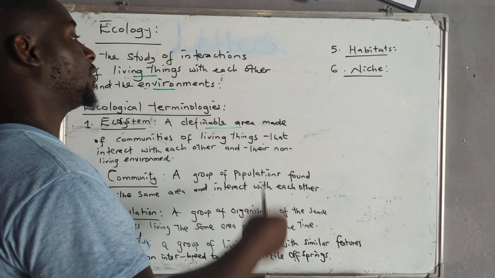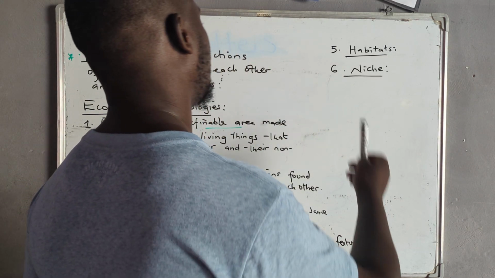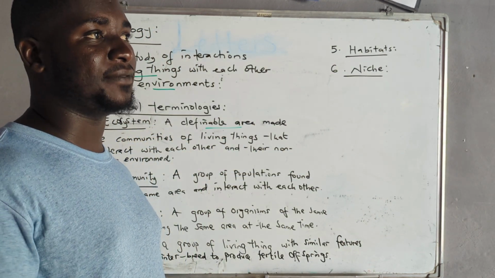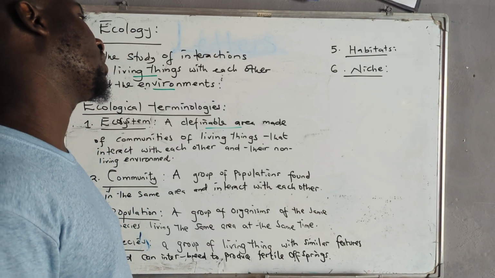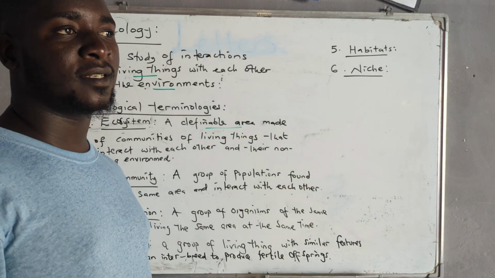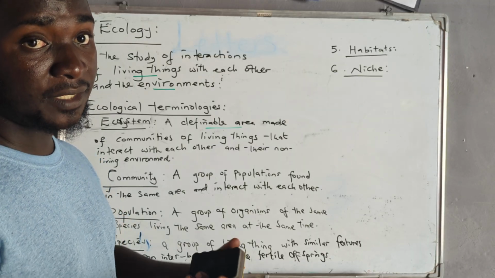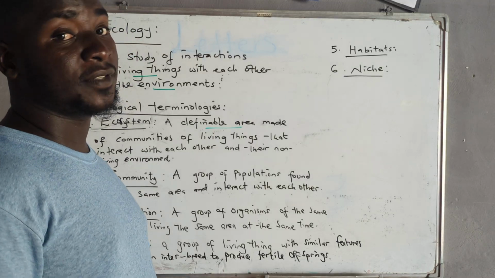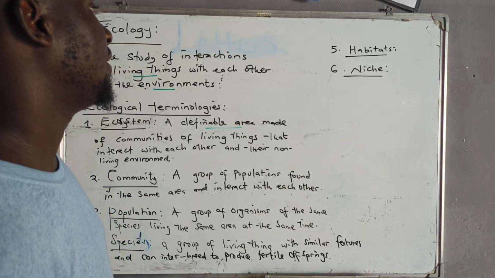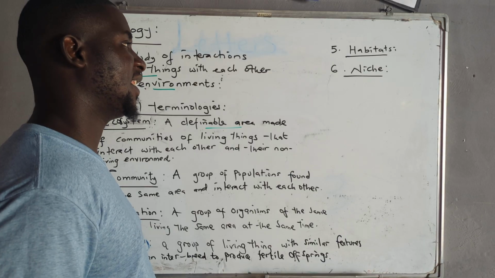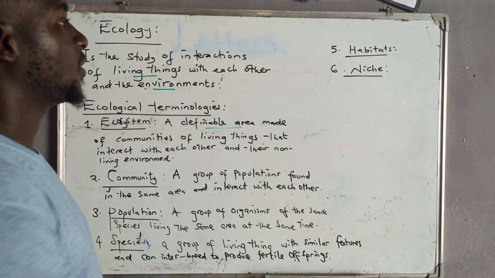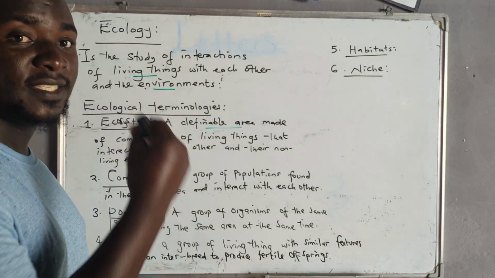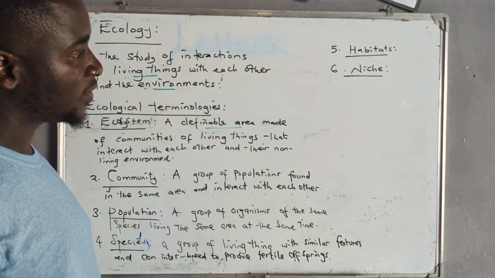Then the third term, due to space, I didn't put up the definitions. There are no spaces. So habitat is just an environment in which living things are living. Talking about habitats, you have to be familiar with aquatic habitats, which are for organisms that live in water, and also terrestrial environments, which are for those living on land. Then the sixth term that we're supposed to be familiar with is a niche.